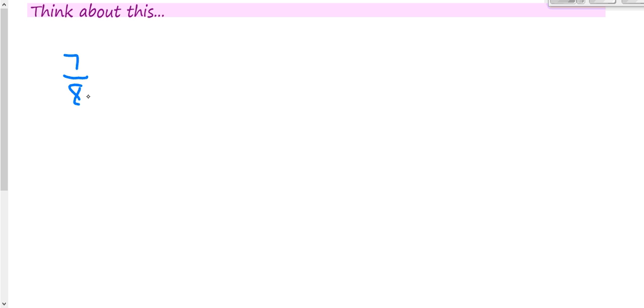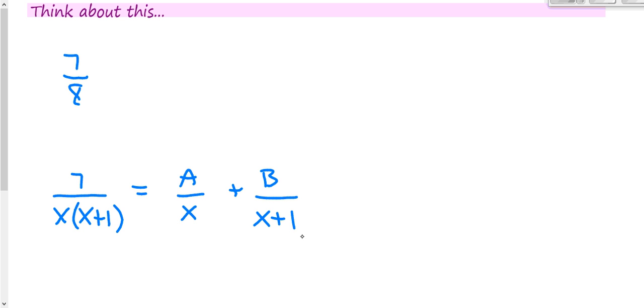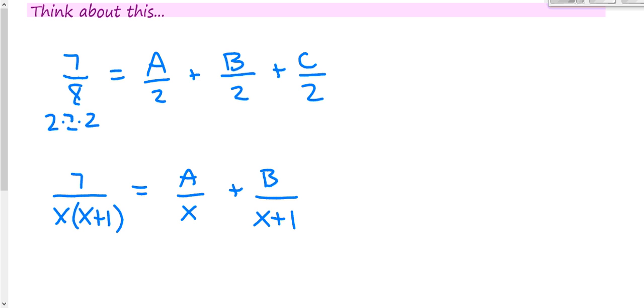Now, if we think about what we did with partial fractions last time, if we had something that was, say, 7 over x times x plus 1, then we had something over x, because x was a factor of the denominator, and we had something over x plus 1 because x plus 1 was a factor of the denominator. So what if we use that kind of line of thinking and said, well, this could be something over 2 because 2 is a factor of the denominator, something over 2, that's another factor, and something else over 2 because the denominator factors into 2 times 2 times 2. So what do you think about that argument?